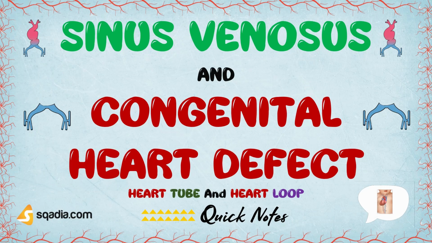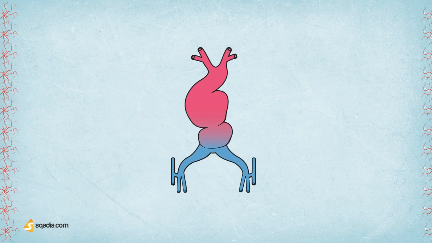In this video, we will talk about the sinus venosus and congenital heart defect. As we have discussed, this is sinus venosus. The sinus venosus comprises the inflow to the primitive heart tube. It means sinus venosus comprises the inflow to the heart at an early stage.